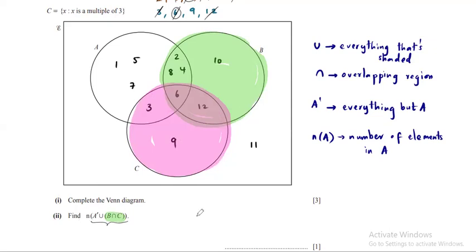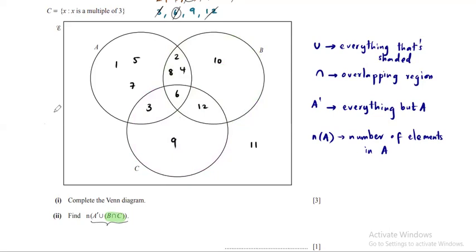B intersection C, the ∩ in that represents the overlapping region. This overlapping region means the overlapping region of both the colors. So according to this, the overlapping region for both the colors, not both the circles in general, both the colors that I have shaded, will be the region where I have both pink and blue, which is the region where I have marked 6 and 12. So that's going to be the answer for B intersection C.